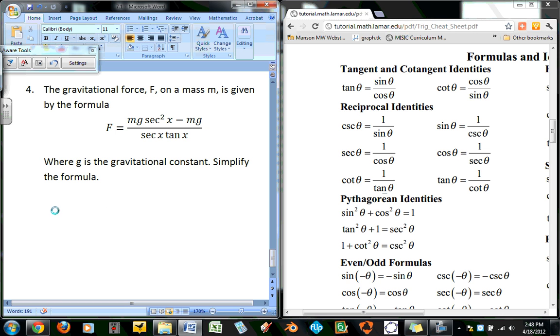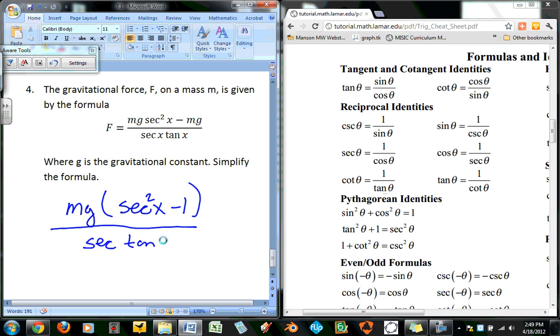and a g. So they share m and g. I'm going to pull an mg out. Now I'm left over with secant squared x minus 1, and that's all over secant tangent.